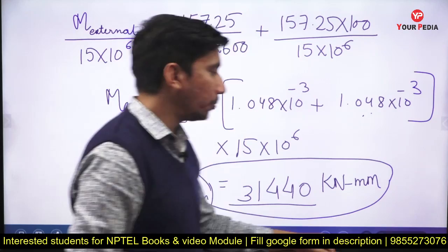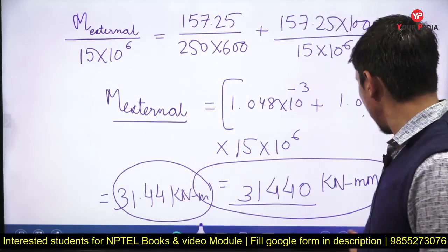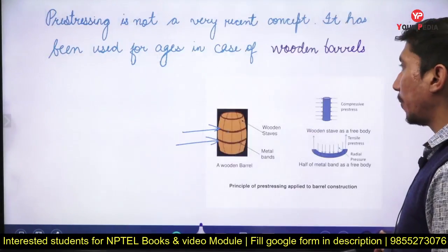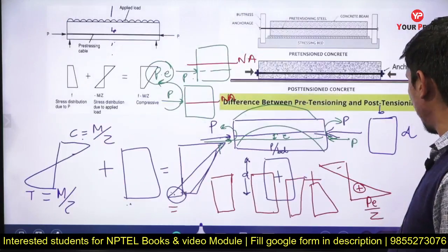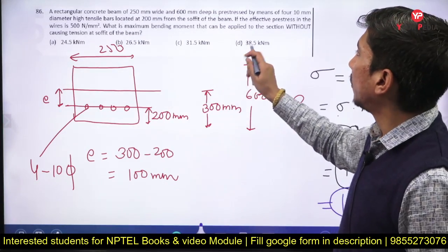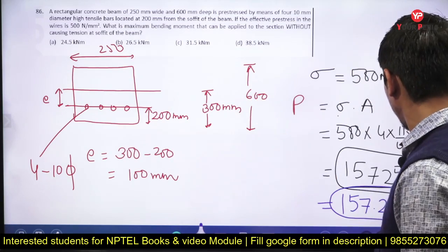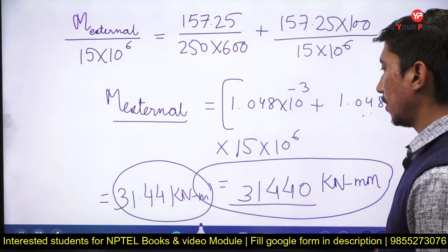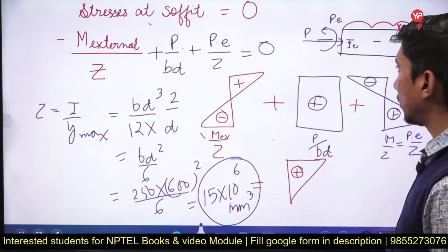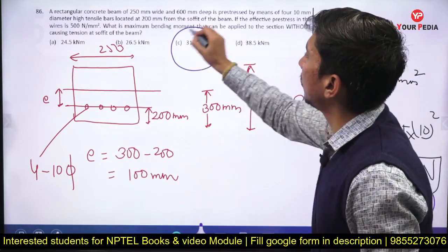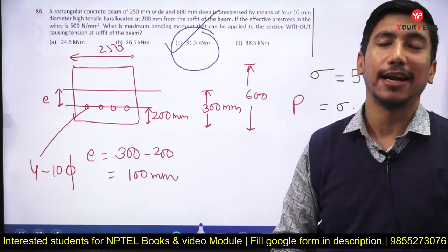Now we can check the option, which option will suit this. So we have to move to the question. So the question was, okay, so we have 31, 36, 38. So 31.4 is approximately equal to 31.5. So this option C is correct for this case.